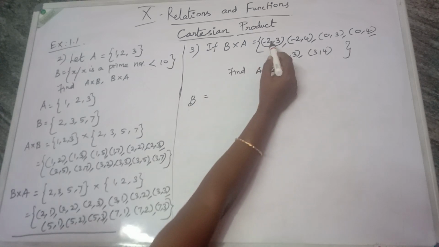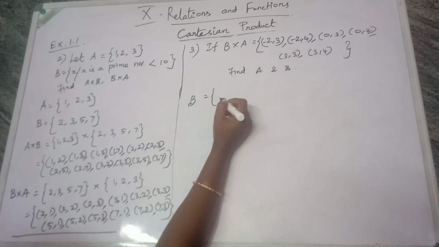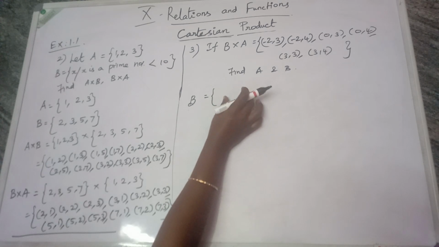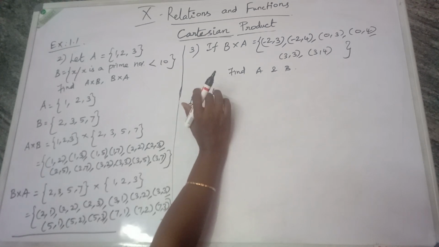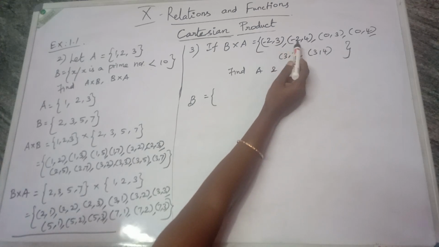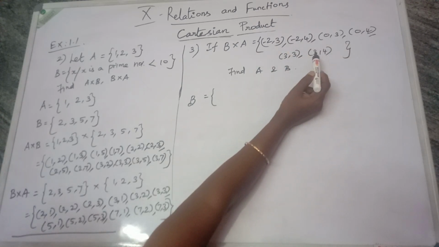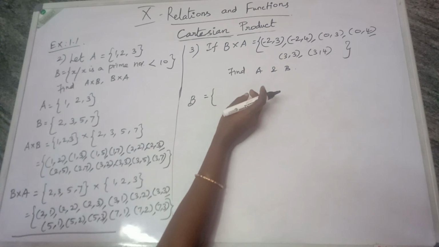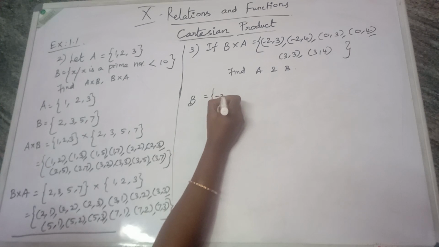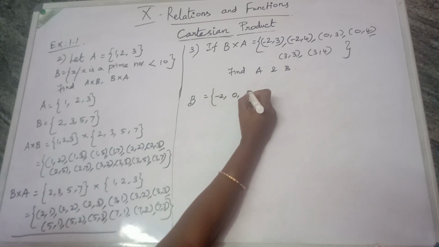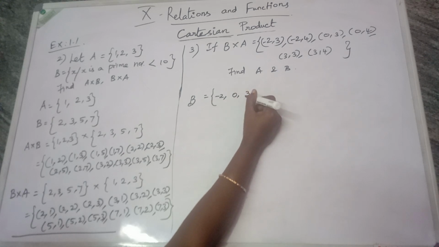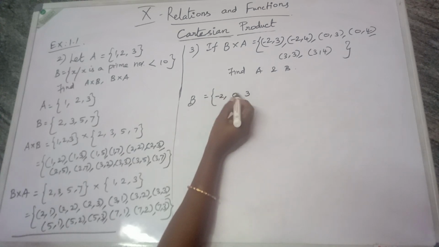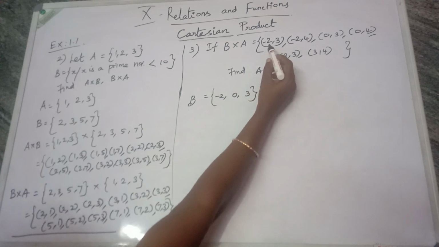We have to collect the first coordinates and write them inside the set notation. That is the set which is nothing but B. See the first coordinates: -2, -2, 0, 0, 3, 3. You write them inside the set notation, but each element should be written only once. It should not repeat. So we write -2 only once, then 0 one time and 3 one time. These three elements are the elements of the set B, because they are the first coordinates.